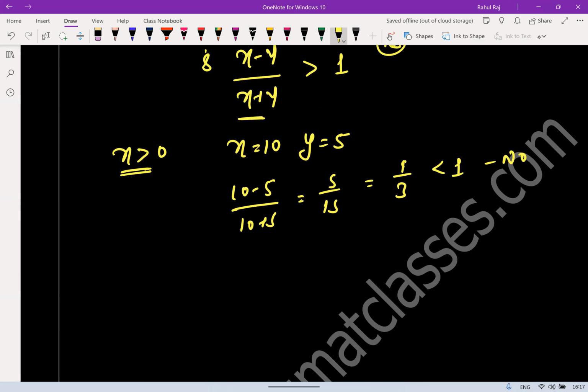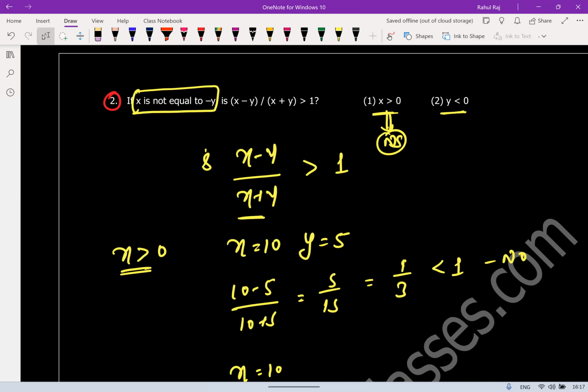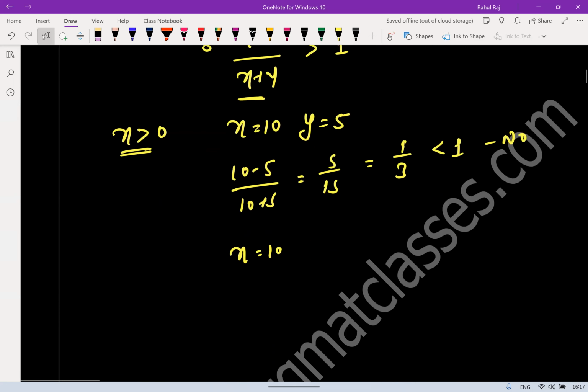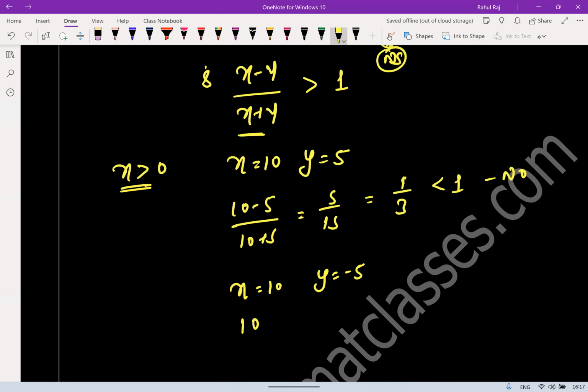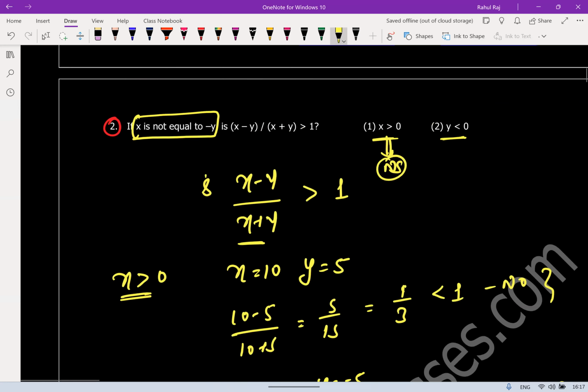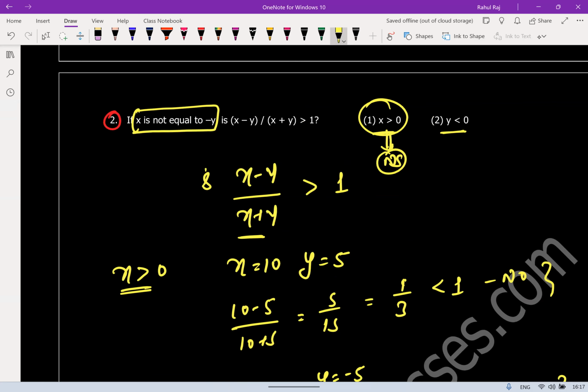Now I'll take case 2. Imagine I take x is equal to 10. And from option number 1, I have no idea about y. So now I'll consider y as negative 5. So this gives me what? x minus y over x plus y will become what? 10 minus of minus 5 over 10 minus 5. That is 15 by 5. That is 3, which is greater than 1. I have a yes situation. I have a no situation. I can straight away say this statement is not sufficient.